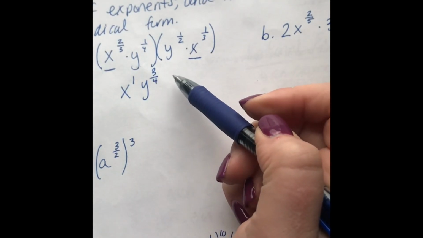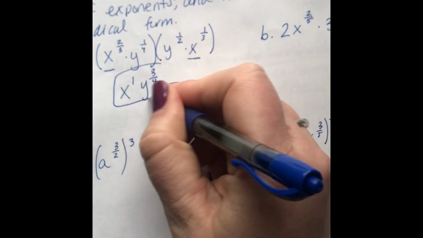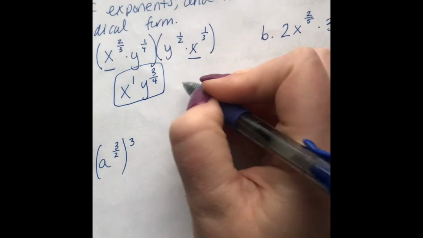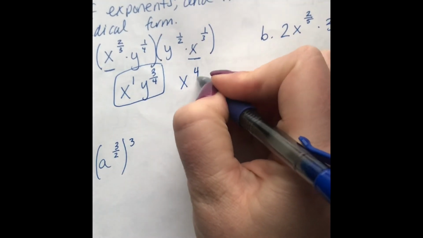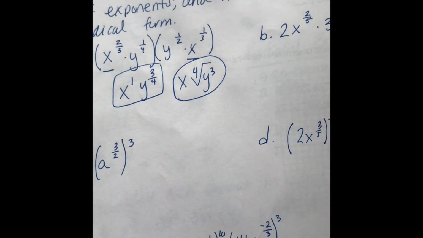And now we have to write them in radical form. X you can't write as a radical because 1 does not have to be written as a fraction. And then we're going to do the 4th root of y to the power of 3. So for this example, we're going to have two different answers.